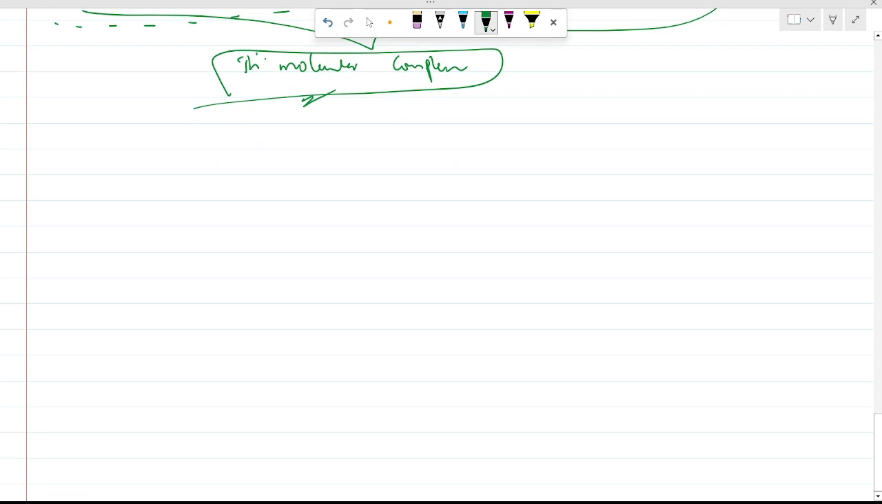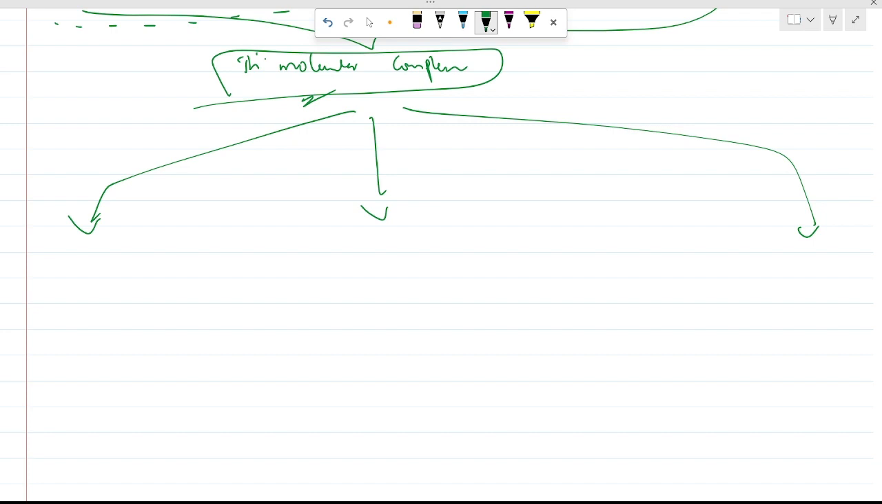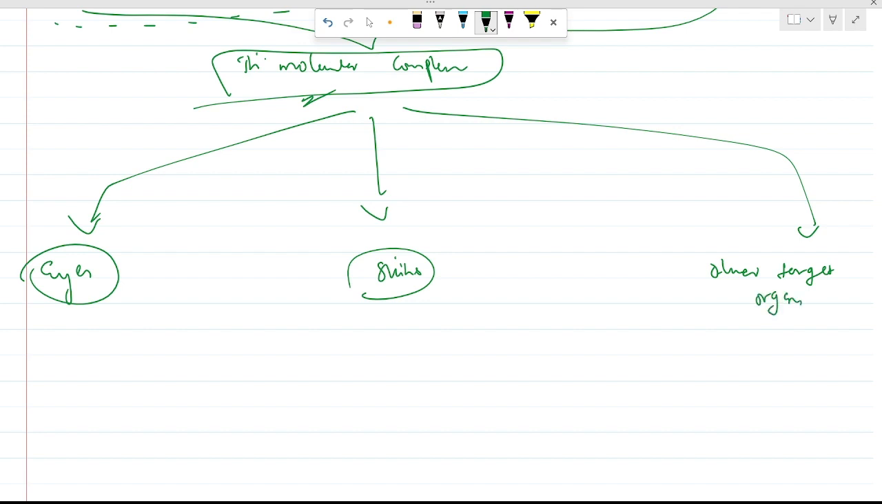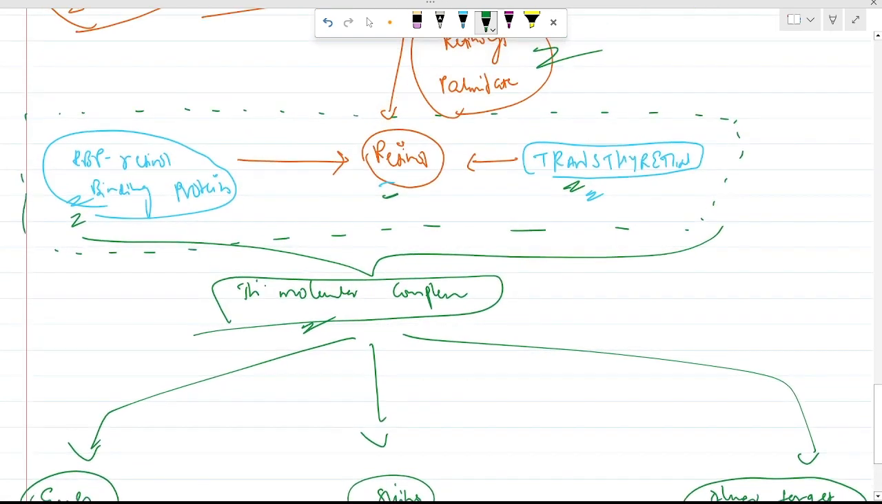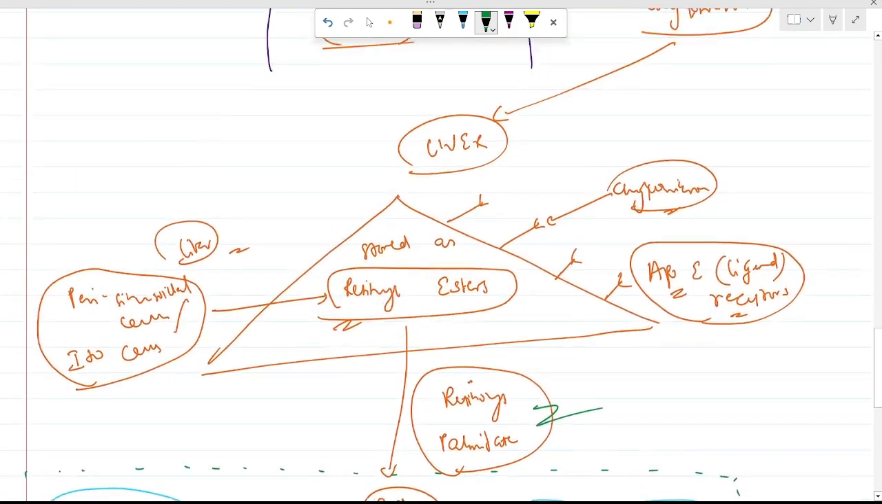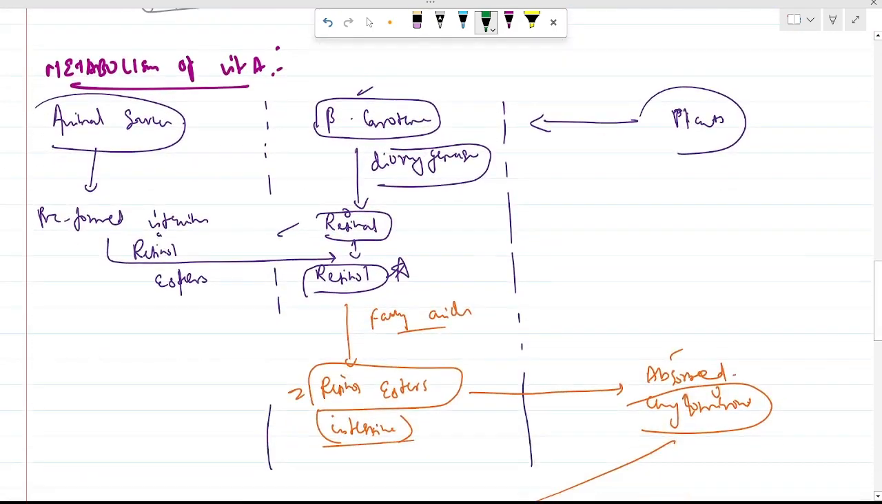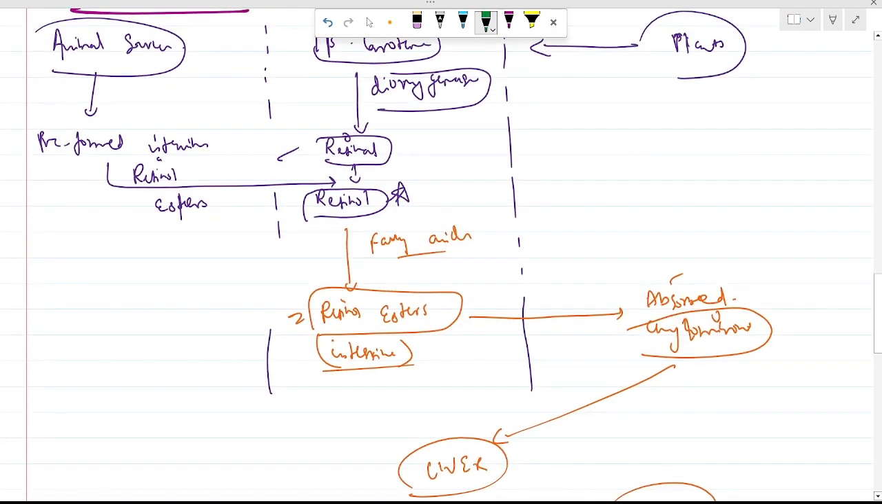Very important to remember. This tri-molecular complex then goes to three places. First is the eyes. Obviously we know vitamin A is important for the eyes. Next is to the skin, then to other target organs. We will see during the deficiency manifestations which are the other target organs. So this as a whole is the metabolism of vitamin A from animal sources and plants.